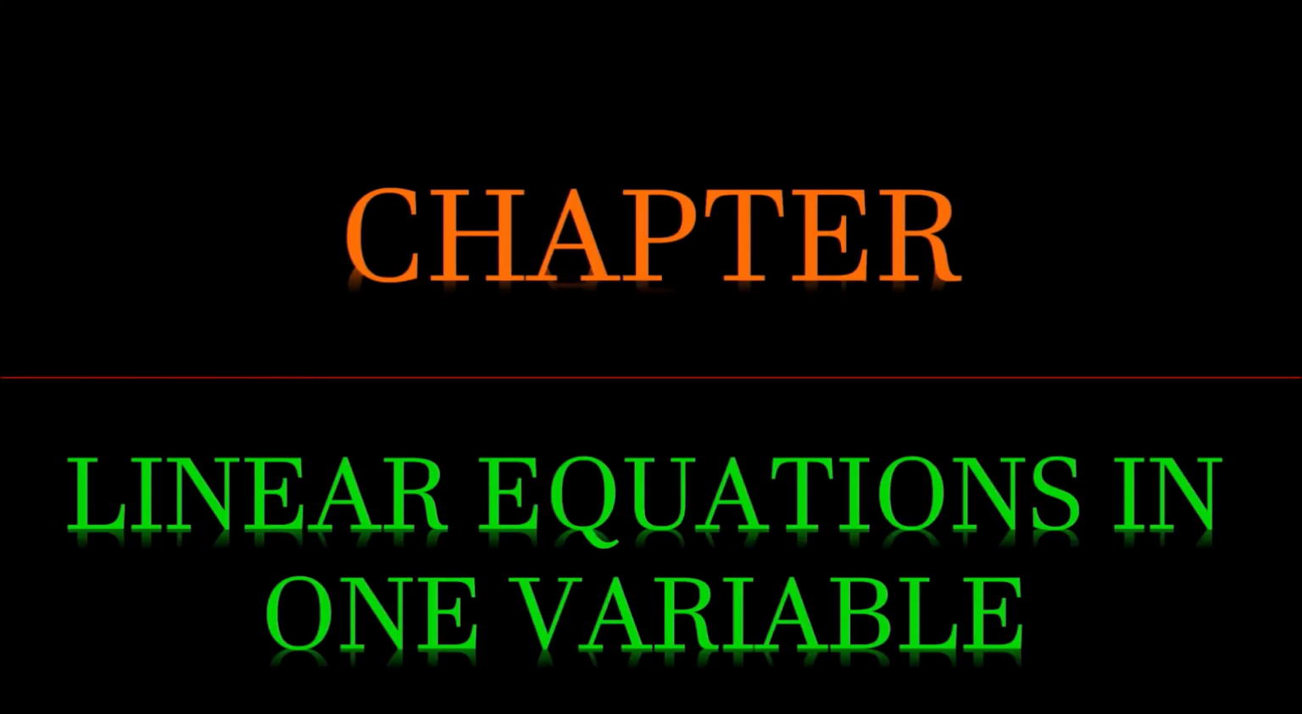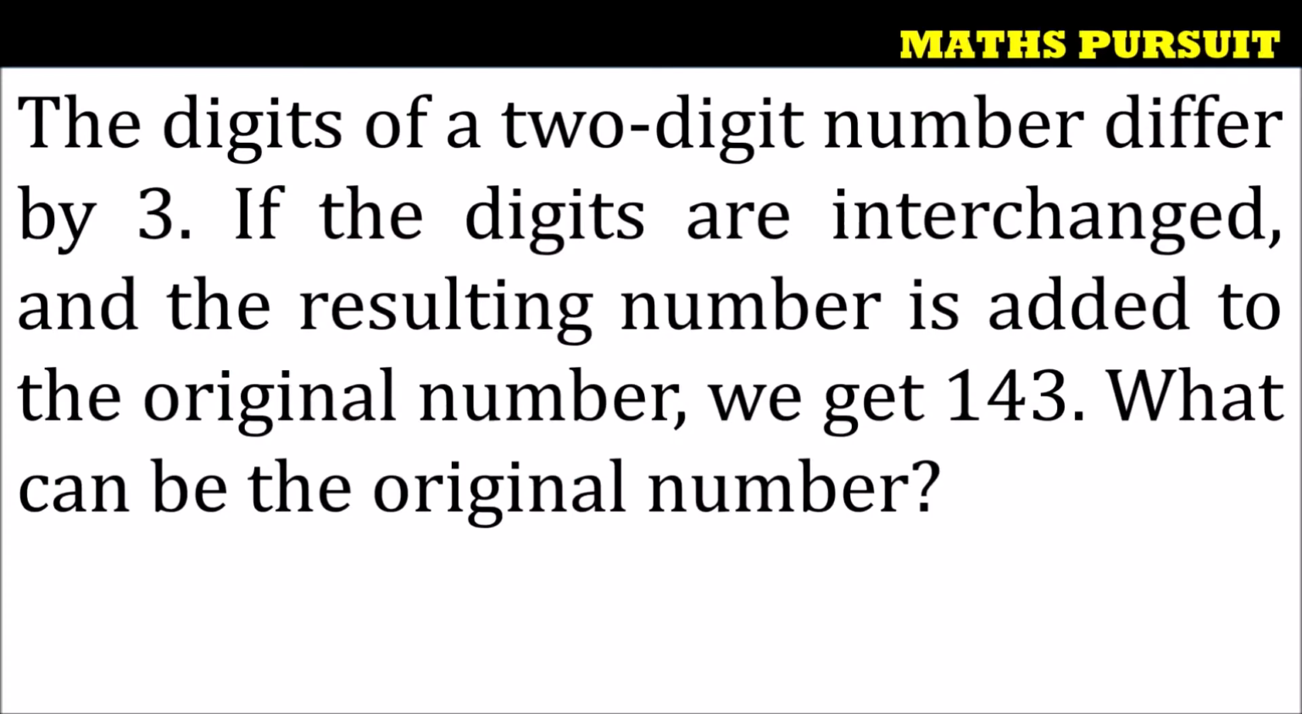Today we will look into the questions from the chapter called Linear Equations in One Variable. The given question is: the digits of a two-digit number differ by 3. If the digits are interchanged and the resulting number is added to the original number, we get 143. What can be the original number? So guys, let us see how we can answer this type of question.